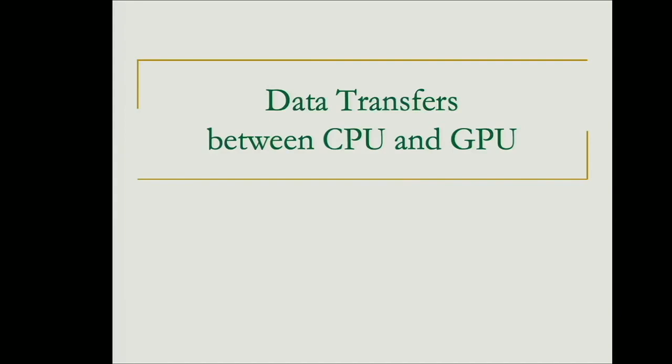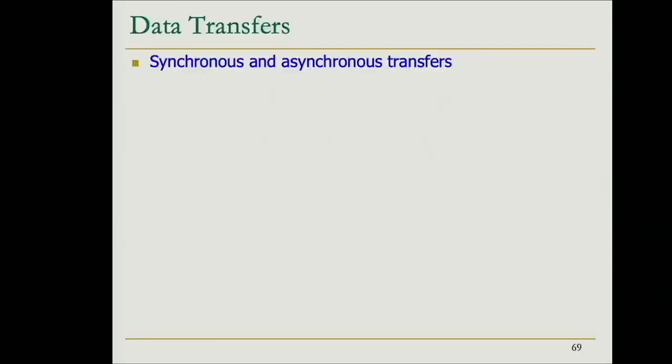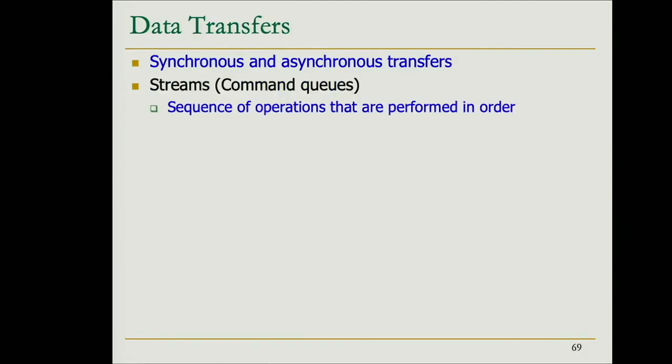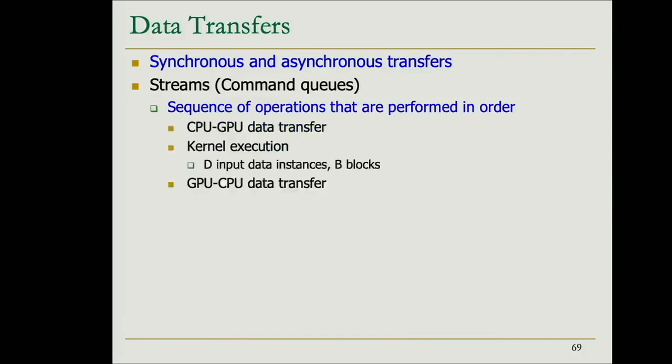And depending on how much computation I'm going to perform on the GPU side, I will be able to amortize this cost of the data transfer or not. So there are, let's say, some ways of trying to deal with this. There is the possibility of using asynchronous transfers and what are called streams in CUDA or command queues in OpenCL. And these are defined as sequences of operations that are performed in order. I will show you what we mean with that.